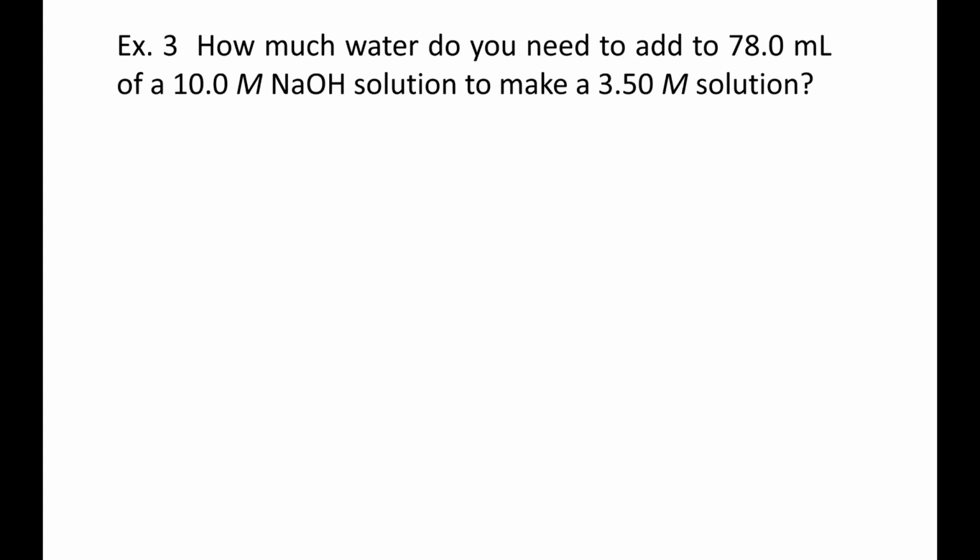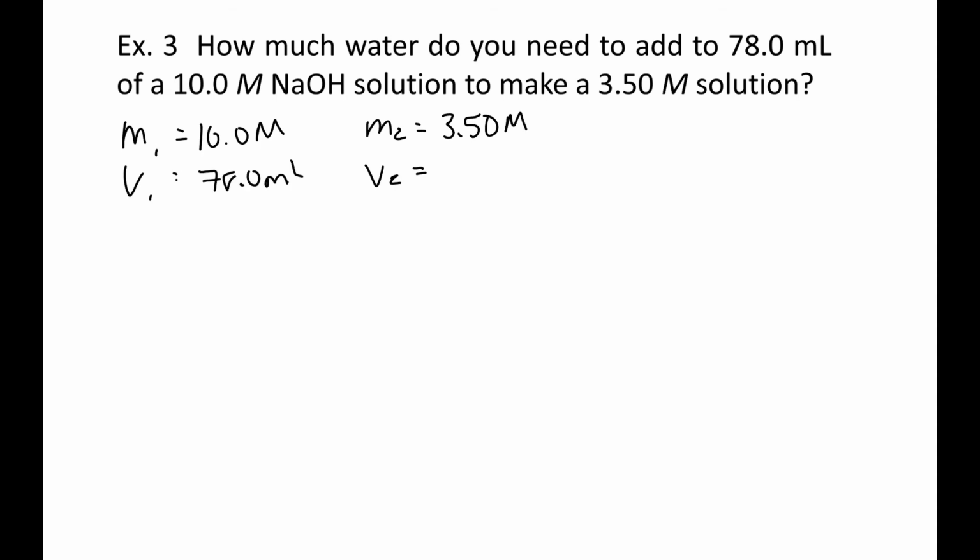Okay, how much water do you need to add to 78 milliliters of a 10 molar NaOH solution to make a 3.5 molar solution? First off, we're going to write our M1, V1, M2, V2. So 10.0 molar, 3.50 molar, 78.0 milliliters, and we're looking for V2.